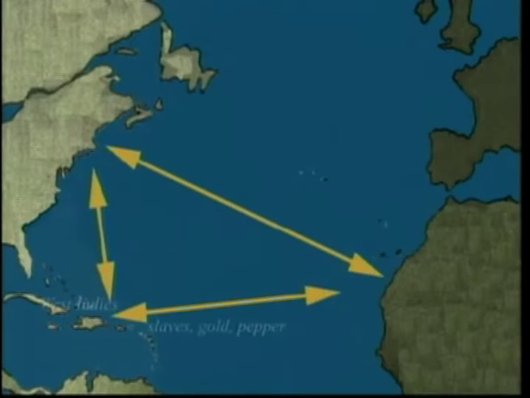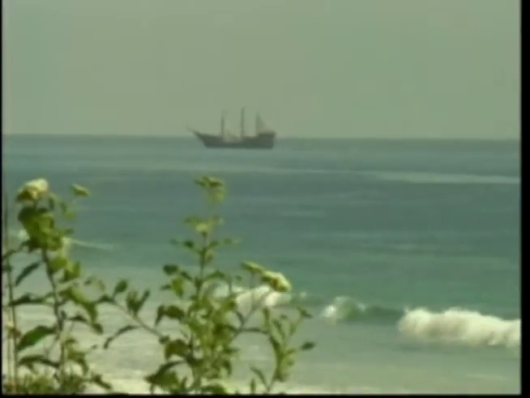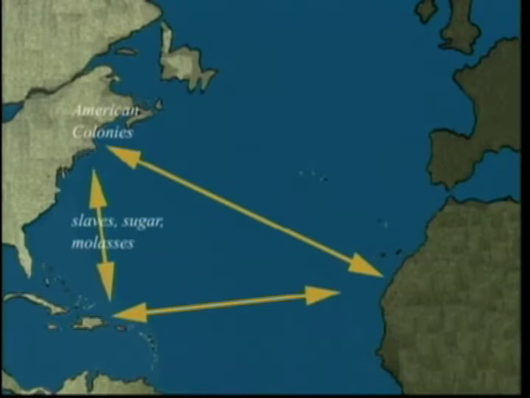The slaves and other African trade goods were then shipped to the West Indies, where they were traded for molasses and sugar. The trade ships then carried these goods and the remaining slaves to the American colonies, where they were sold for a profit.